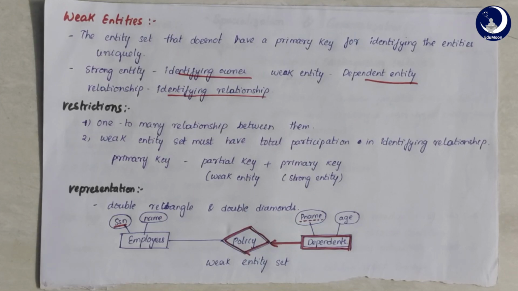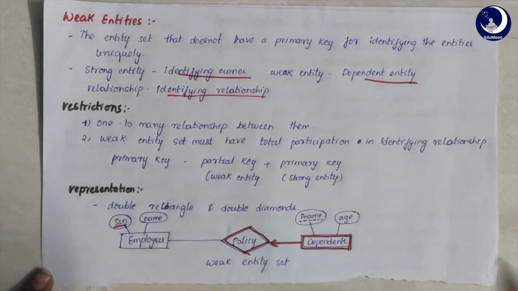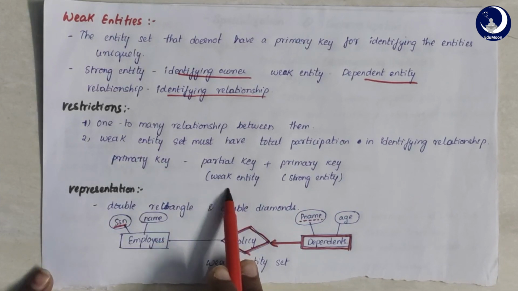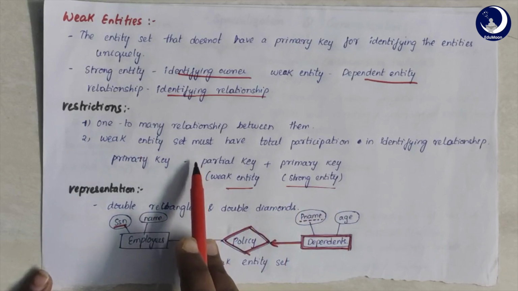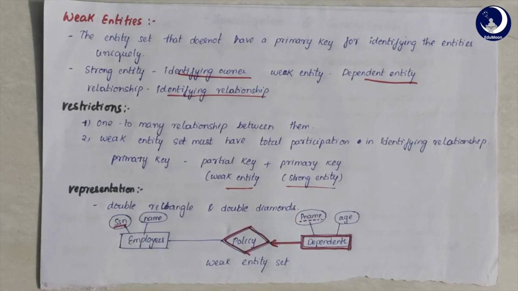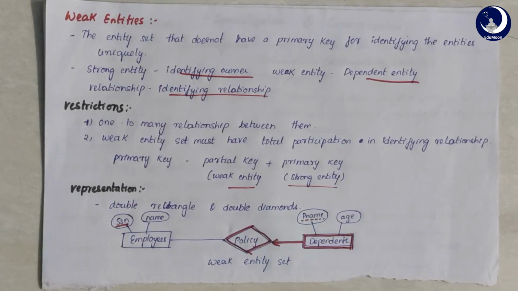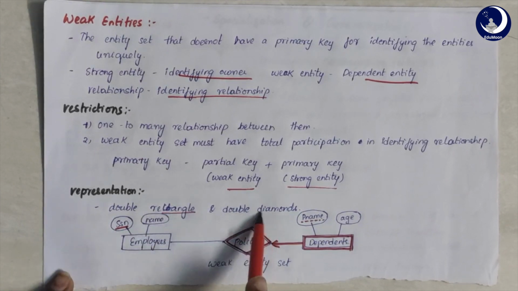That's true, right? In order to identify the entities in the weak entity uniquely, we should be using a primary key from the identifying owner. So it is mandatory that the weak entity should have total participation in the identifying relationship. So we define the primary key by combining the partial key of our weak entity along with the primary key of our strong entity. This becomes a new key that we use for identifying each entity uniquely in our weak entity. If we have to represent this in an ER diagram, we represent it with the help of a double rectangle and double diamonds.